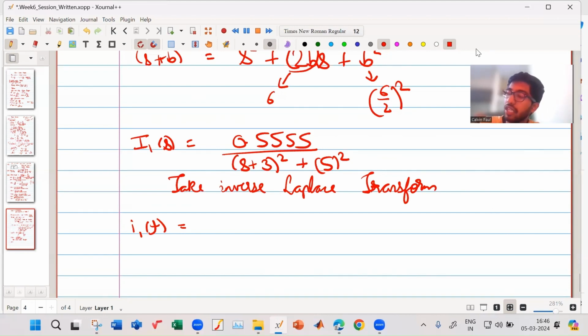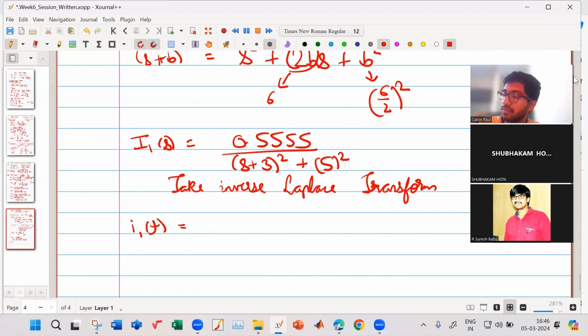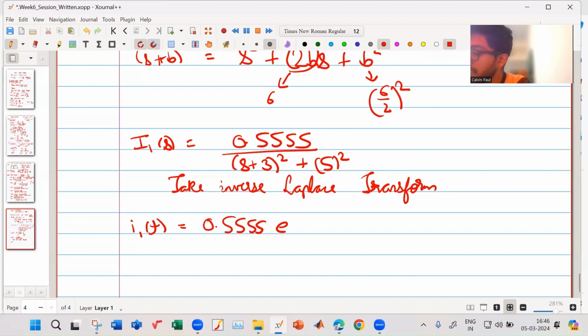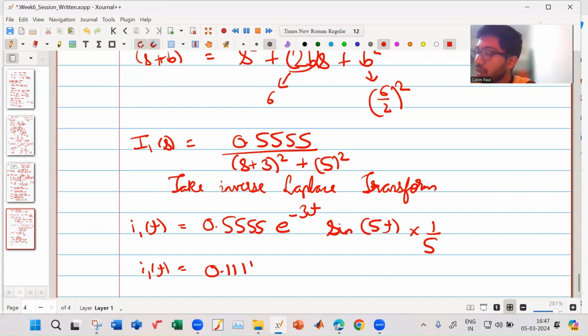So we will get I1 of t is equal to 0.555 e raised to minus 3t into sine of 5t into 1 upon 5. That means I1 of t is equal to 0.111 into e raised to minus 3t into sine of 5t.